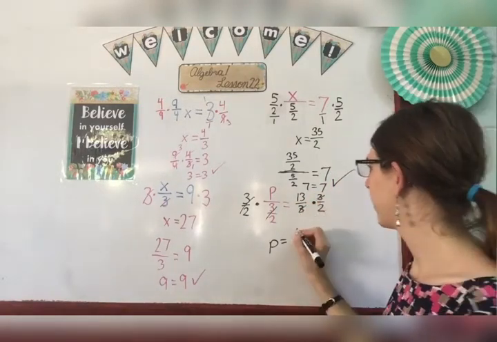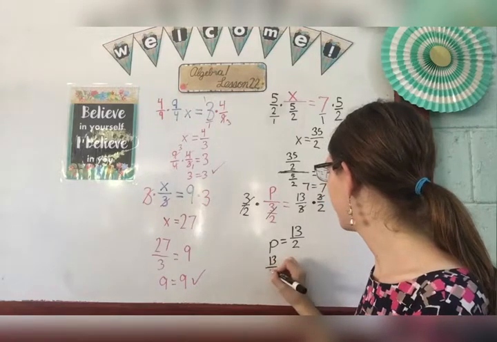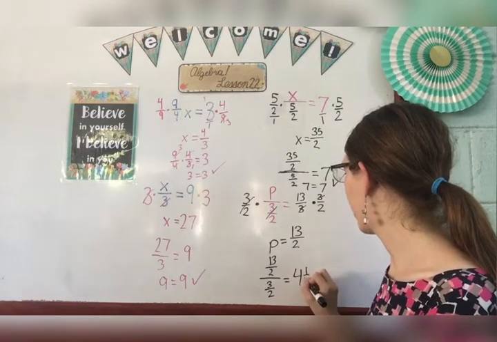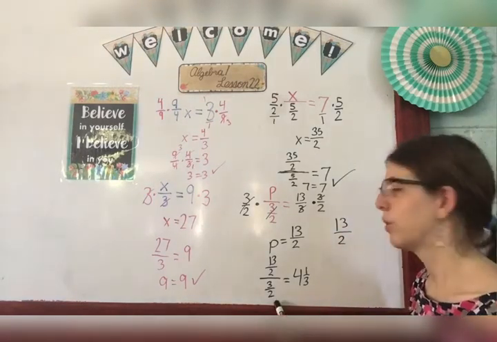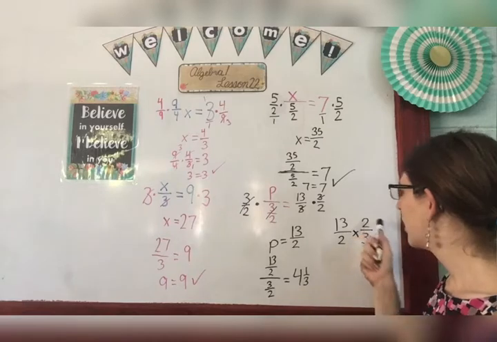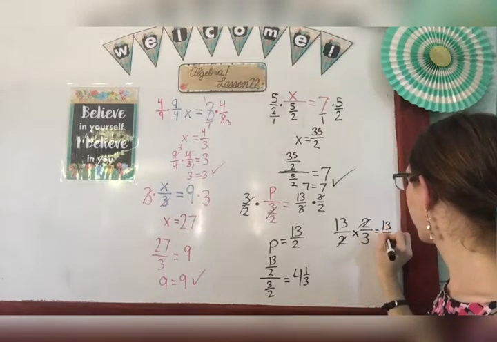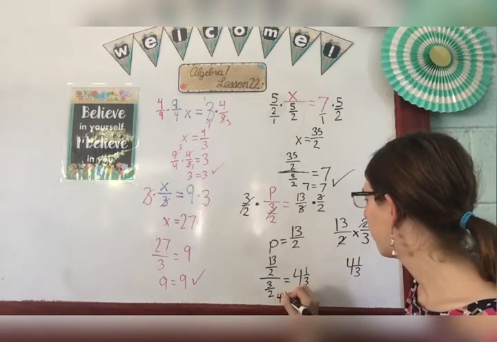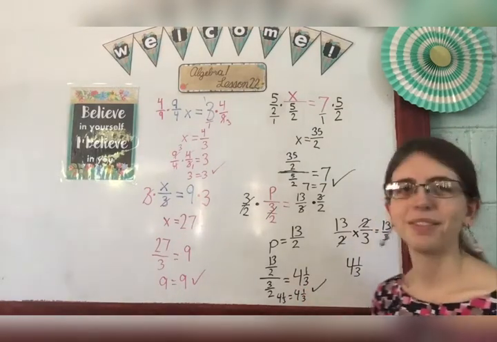My 3's cancel, so I have 13 over 2 equals p. I put that in place of the p. 13 over 2 divided by 3 over 2 should equal 4 1/3. Let me do my work over here. I have 13 over 2 divided by 3 over 2. So that means I'm going to flip-flop and multiply. So it becomes 2/3. I flip-flop 3 halves to be 2 over 3. Cancel out my 2's. I get 13 over 3. 3 goes into 13 4 times with 1 left over. So it's 4 1/3. 4 1/3 equals 4 1/3. Problems check. We're good to go.